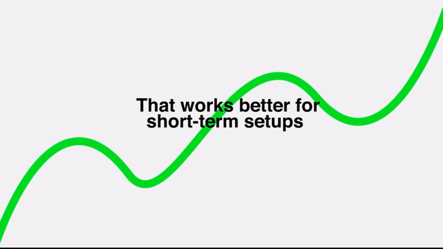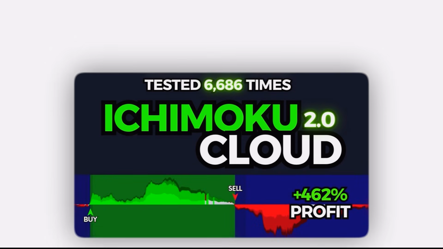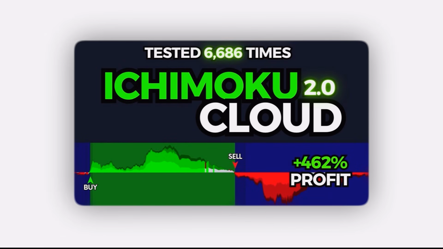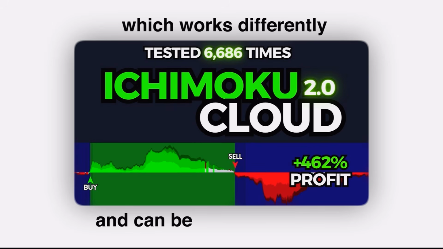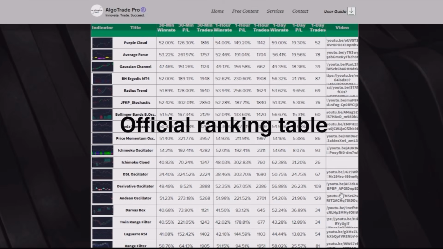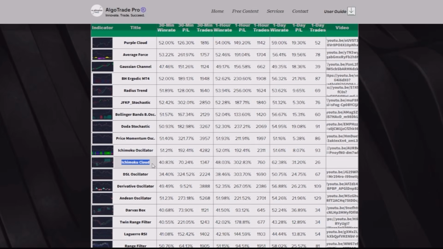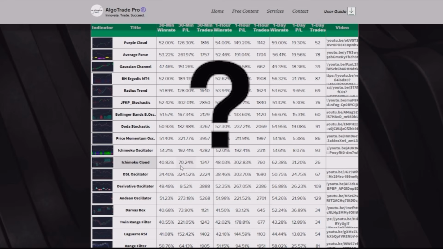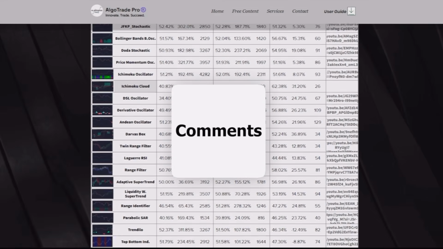However, if you want something that works better for short-term setups, check out my video on the Ichimoku oscillator, which works differently and can be better for scalping. On our official ranking table, I'm going to place the Ichimoku Cloud right here. Do you agree? Let me know in the comments.